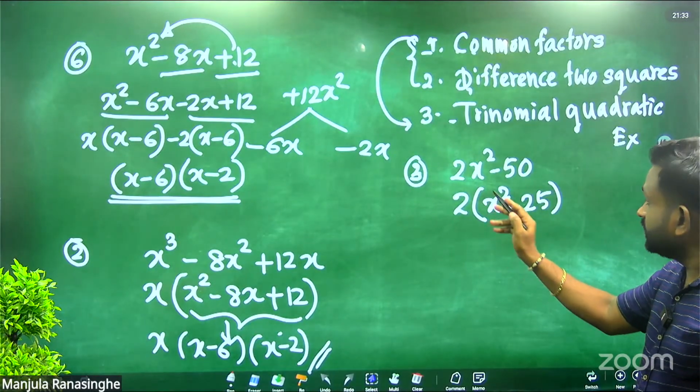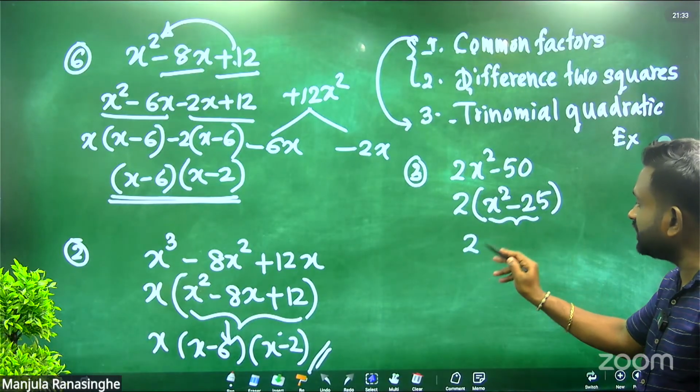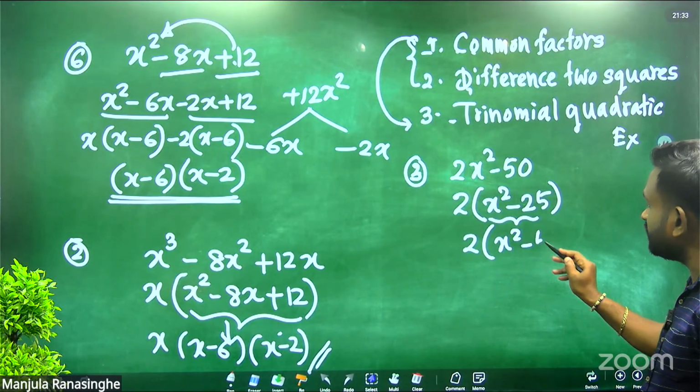Take common first. Okay, then here difference of two squares. Right, x squared minus 5 squared.